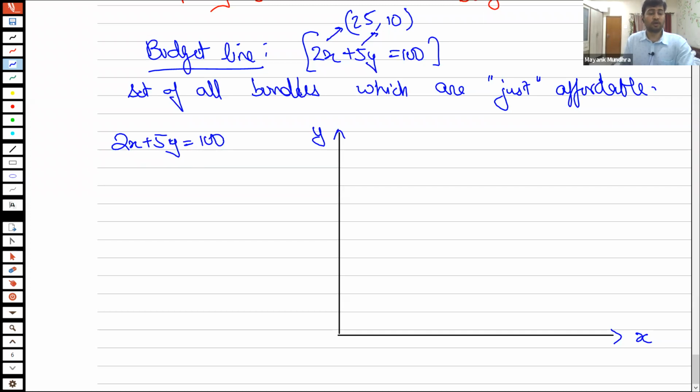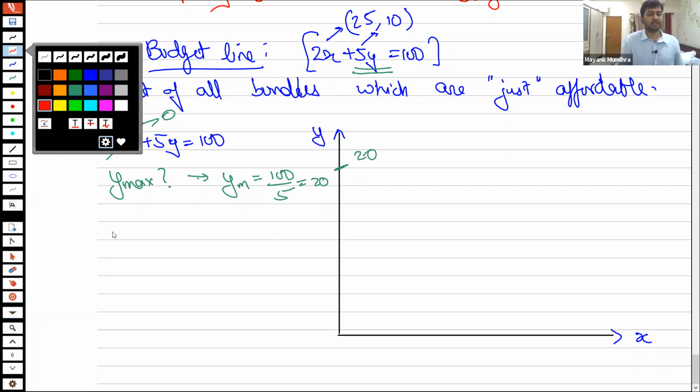When you want to plot a budget line, the best way is to attack the axes. Okay, so what is y max? Y max is the maximum y that you can consume. So take x equals to 0. What is the maximum number of 5 stars that you can consume? So y max is equal to 100 divided by 5. You just make x 0. So the equation becomes 5y equals to 100. So that is 20. So let's say this is the point.